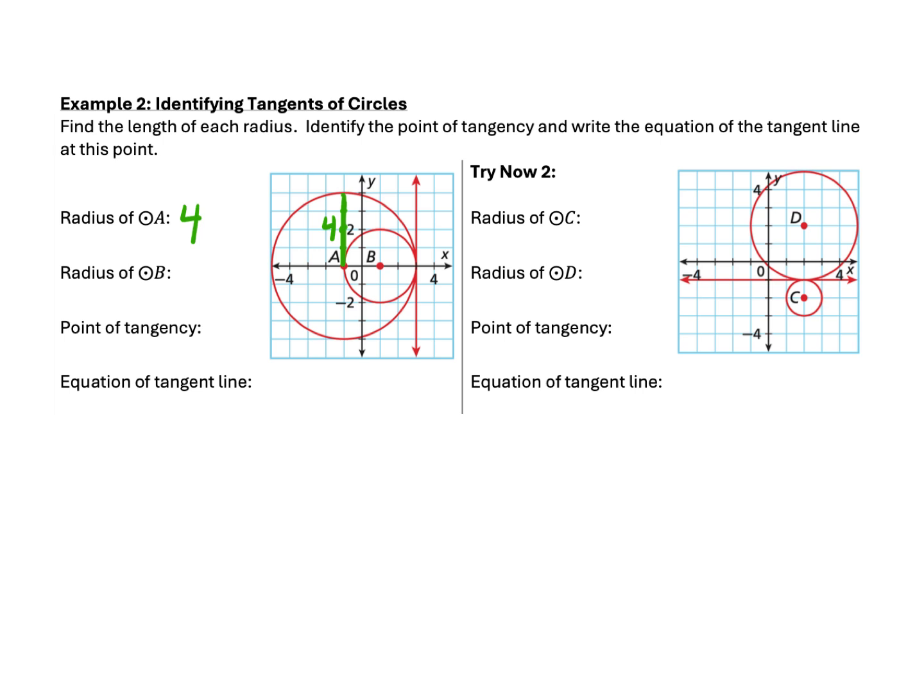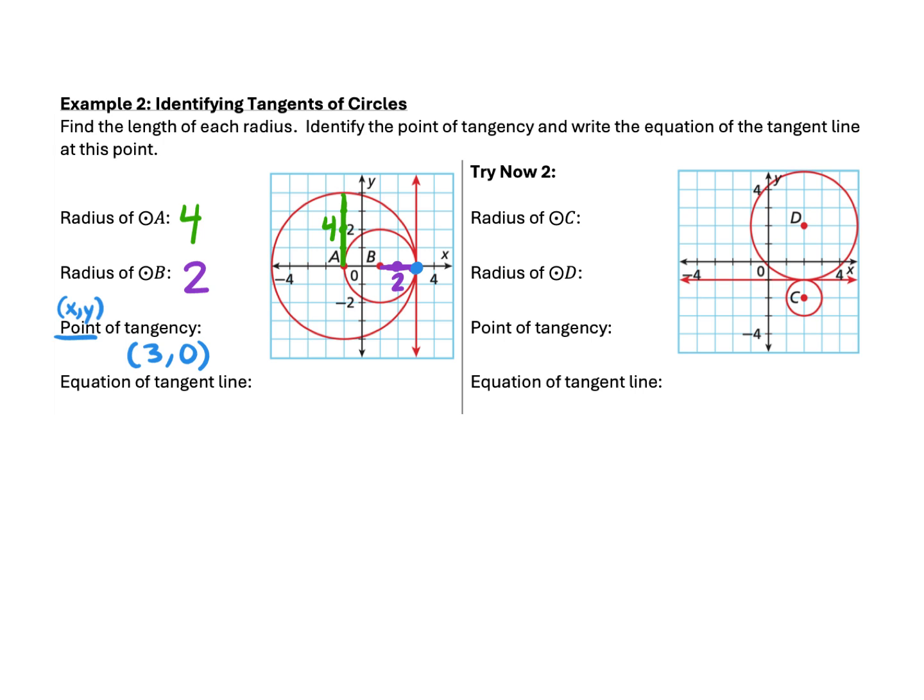Then for circle B, I can find again a segment, and here I will count horizontally. You just need to count horizontally or vertically so that you can count the boxes straight. So radius of circle B is 2. You can see that the point of tangency is right there. And when we name our point of tangency, we're going to list it as an ordered pair x, y. So that point of tangency is the ordered pair (3, 0).